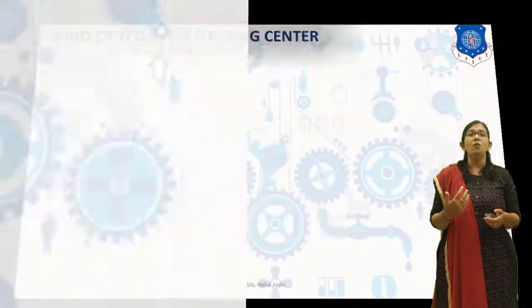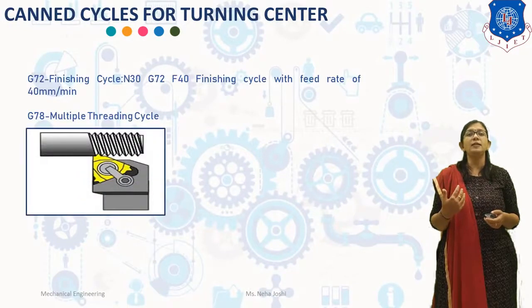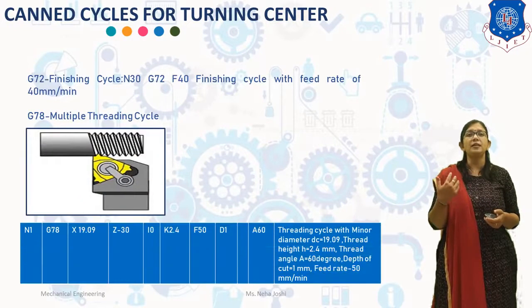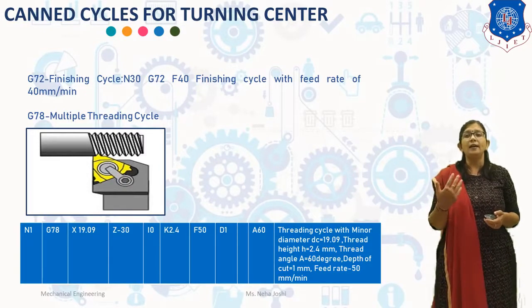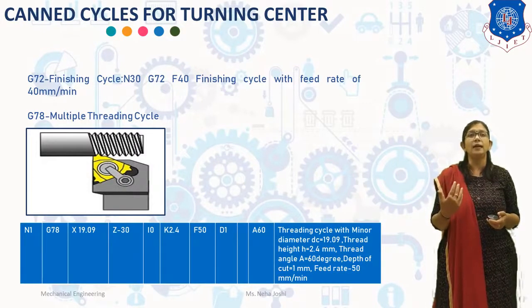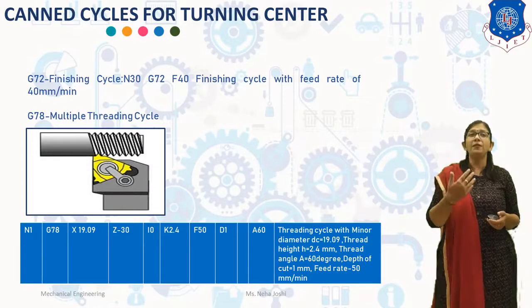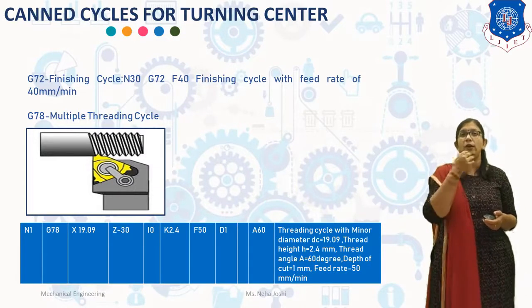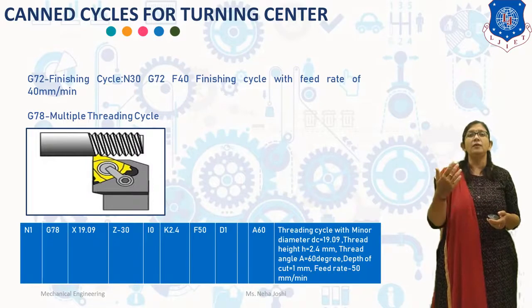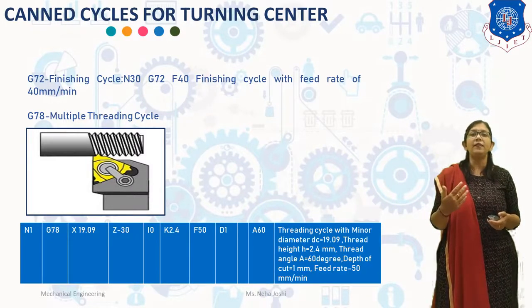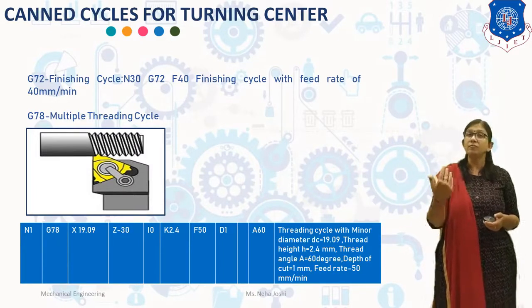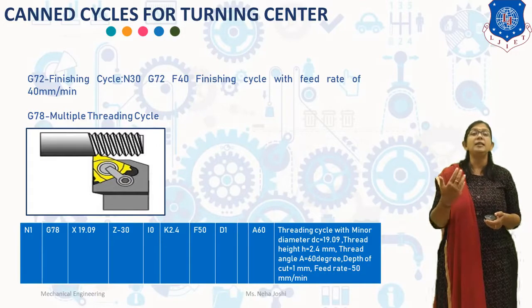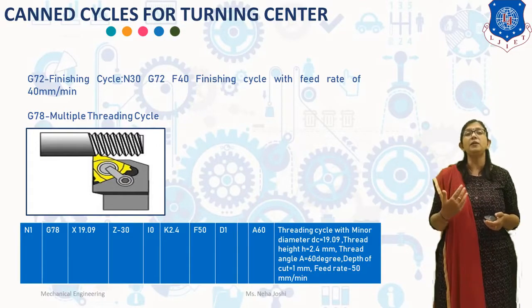Okay. Now the next canned cycle is G72, which is the finishing cycle, and then next is the multiple threading cycle. For the finishing cycle, the steps are N30, which is the sequence number, then G72, F40, the finishing cycle with a feed rate of 40 mm per minute. The next cycle is G78, which is the multiple threading cycle.